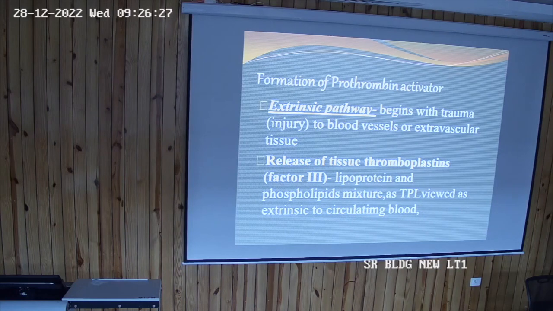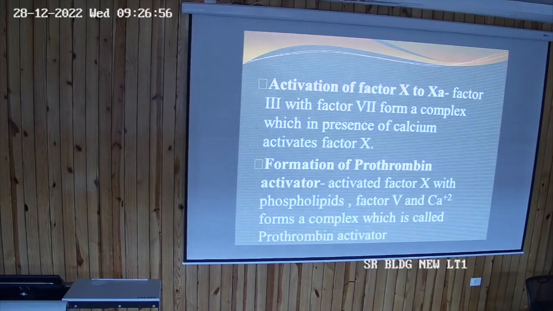Okay. If there is trauma or more injury to the blood vessel or the extravascular tissue, release of factor 3, lipoprotein and phospholipid mixture. This is the combination of lipoprotein and phospholipid mixture. Okay, viewed as extrinsic to circulating blood. This is viewed as extrinsic to the circulating blood. So the mechanism becomes extrinsic mechanism of clotting.